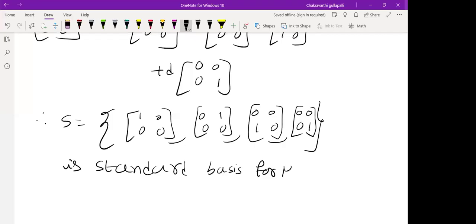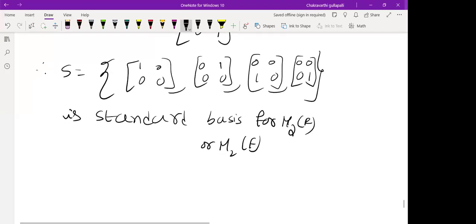Not only for M2 over R, but for M2 over F in general. R is the same, C is also the same. If it is C, a, b, c, d will be complex. Same story: the scalar should belong to the corresponding set. So how many vectors? 4. 2 by 2 means a matrix contains 4 elements, so you will have 4 matrices.